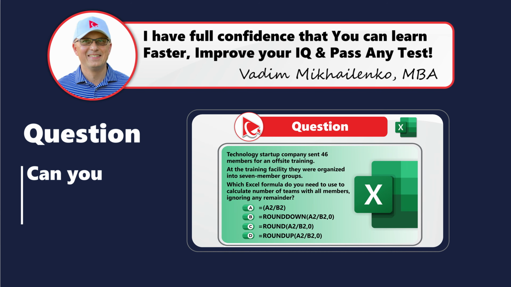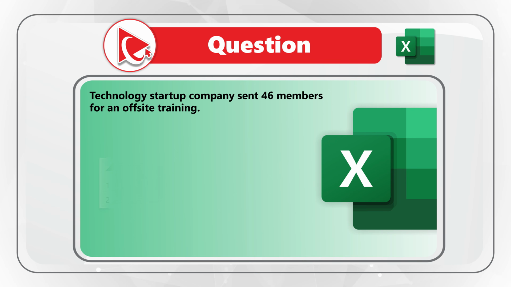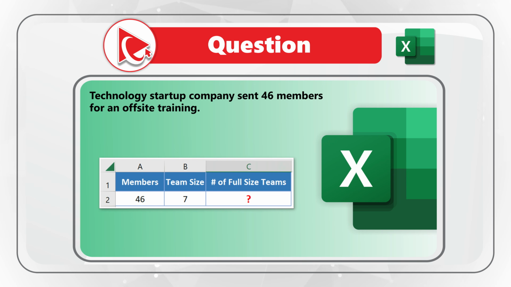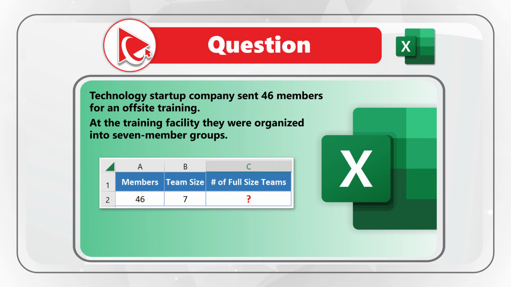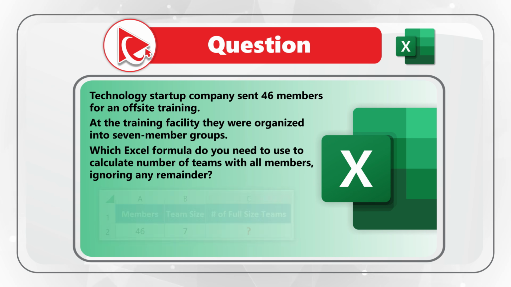Here's the very interesting question to test your knowledge of rounding in Microsoft Excel. Technology startup company sent 46 members for an off-site training. At the training facility, they were organized into 7 member groups. Which Excel formula do you need to use to calculate number of teams with all members, ignoring any remainders? You're presented with 4 different choices.